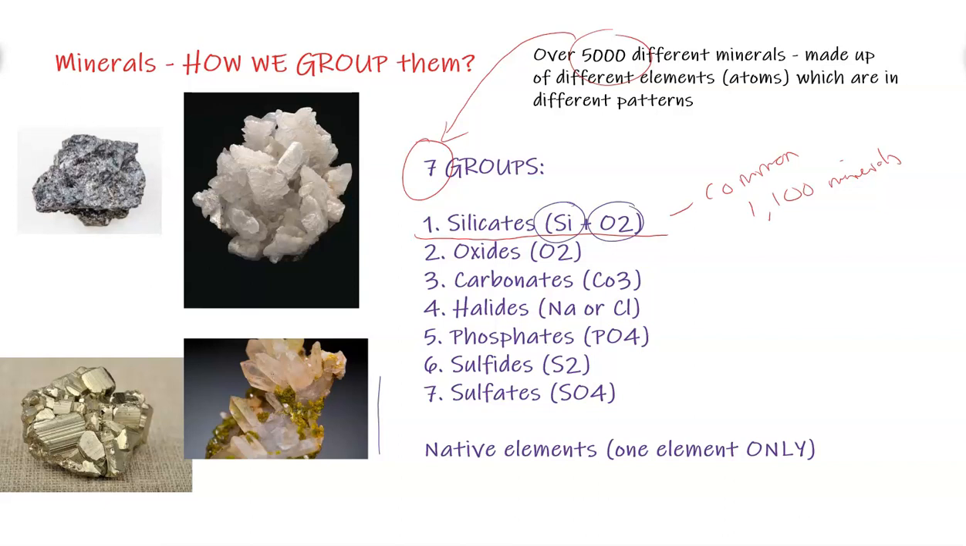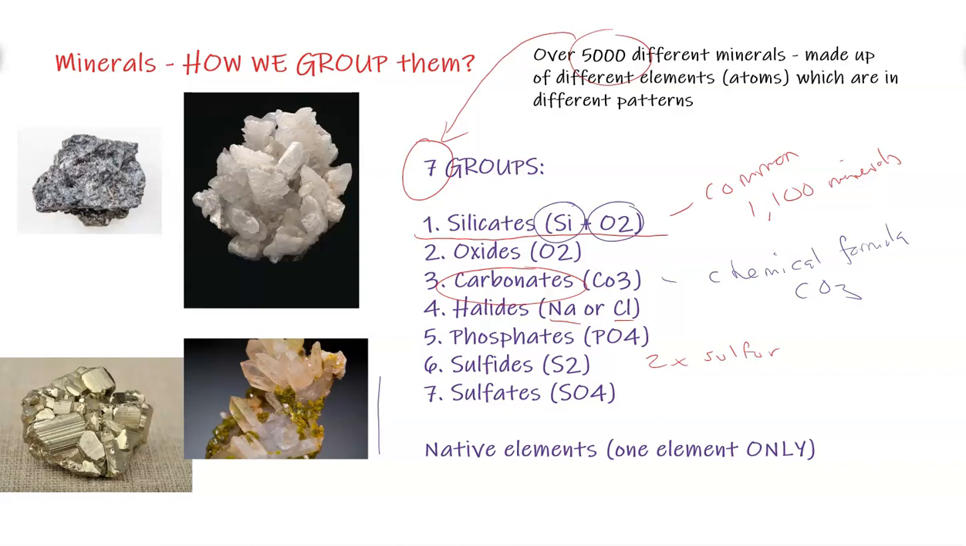Carbonates must have CO3 in the formula. So in the chemical formula, you will see somewhere CO3, and that makes it a carbonate. Halides is salt or chloride or chlorine in the formula, or there's other ones as well. Phosphates is PO4. Sulfides is just sulfur, 2 times sulfur, in the chemical formula.